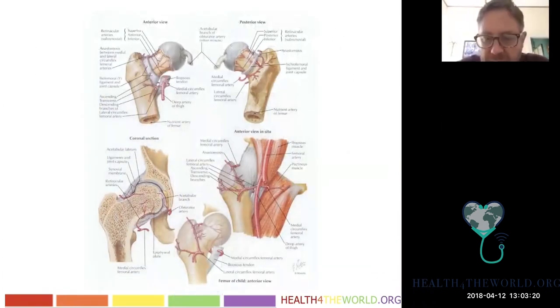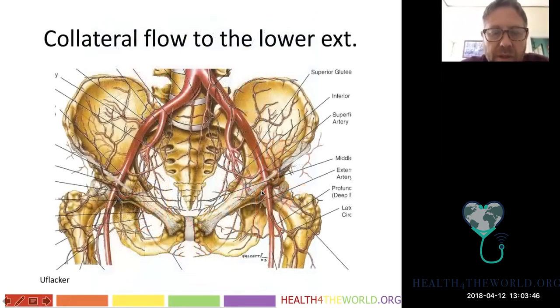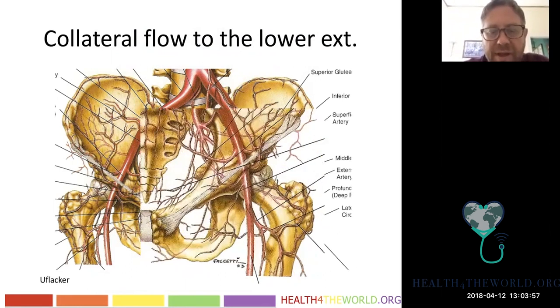As I mentioned, there's the common femoral artery, which is going to give off the profunda, and it's going to give off this lateral circumflex femoral, which is important to supplying the femoral neck and the femoral head, and it'll anastomose with the medial circumflex femoral, which will come from behind. Not to dwell too much on this, but it is important to understand the flow to the lower extremity when you have occlusion and collateral vessels form.